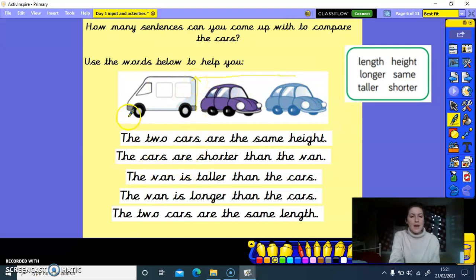And I've also said the van is longer because I think it looks a lot longer than the cars. And the 2 cars are the same length because they are the same car but different colour. So those are some of the sentences you and your grown-up or sibling could have come up with to compare the vans and cars using these words.